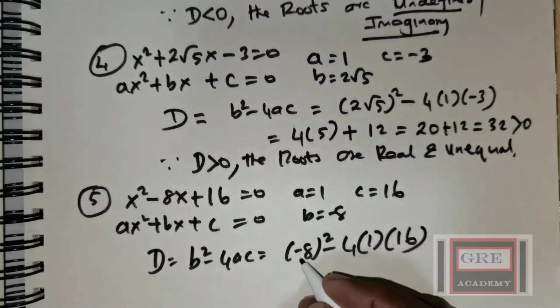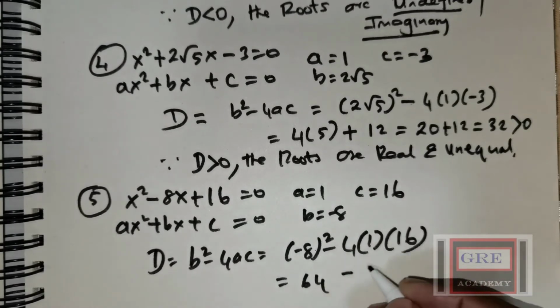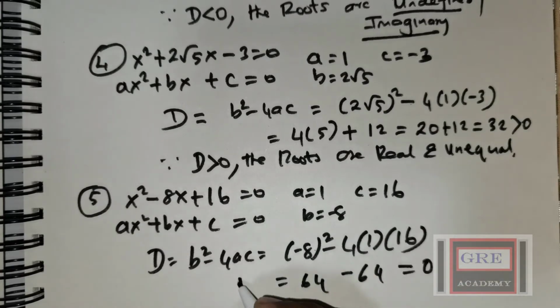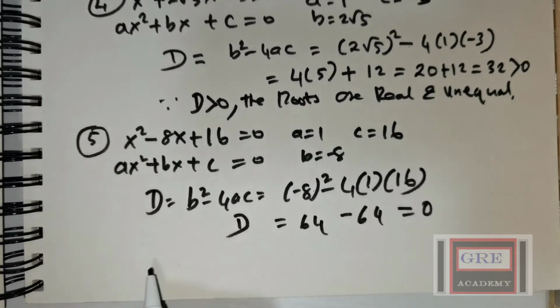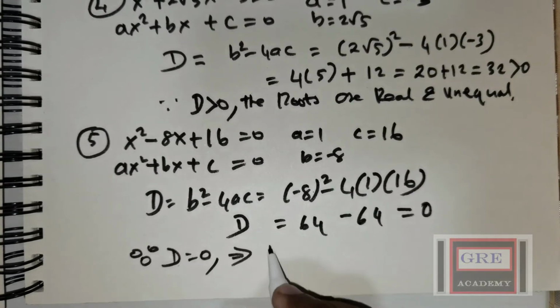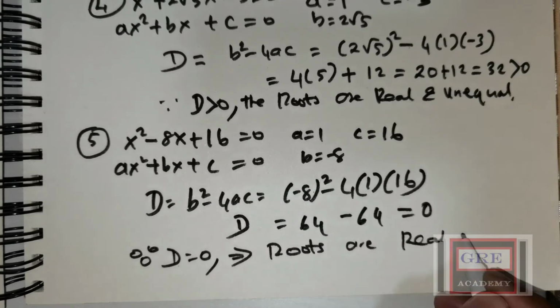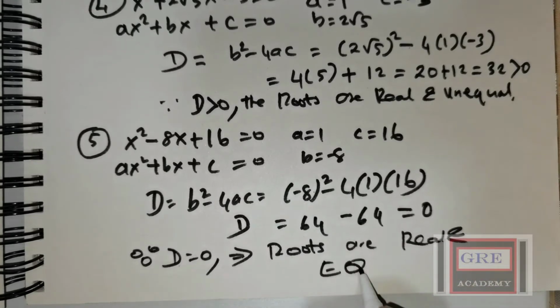D is b squared − 4ac, which is (−8) squared − 4 times 1 times 16. 8 squared is 64, and 4 times 16 is 64. 64 − 64 is 0. So you got D is equal to 0. So you have to make the conclusion. Since D is equal to 0, this means the roots are real and equal. That's a very important statement you'll have to write.